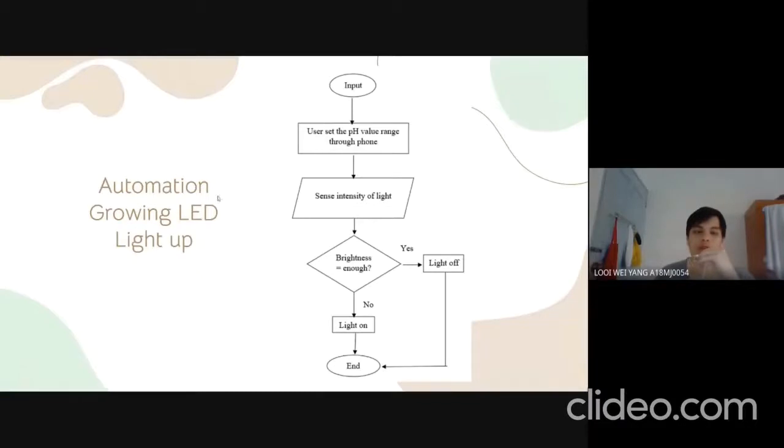So next one is for the automation of the LED light. We will sense the intensity of light surrounding the structure of the system. If the surrounding is bright, it will light off. However, if the surrounding is dark.